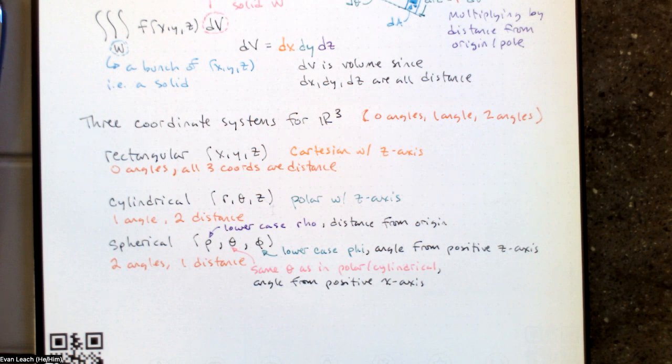Notice that the same thing happened in two dimensions. We started with two distances, and then we went to one angle and one distance, and that's where it had to stop. We couldn't do two angles because that's not describing any one location. We need at least one thing to be distance. Any questions?